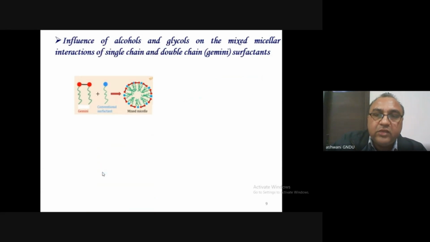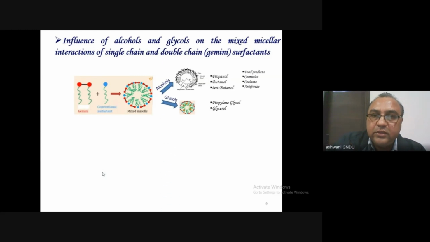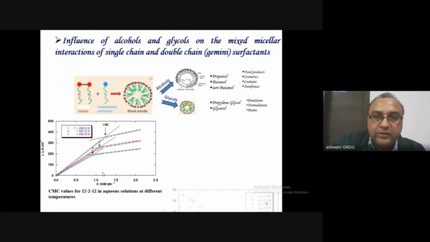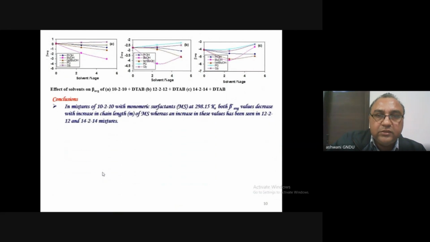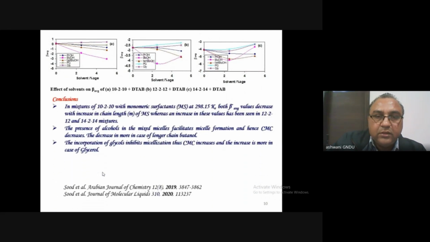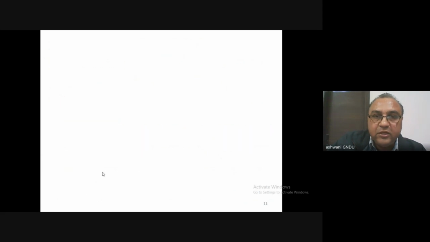Then we have found out the effect of different co-solvents in presence of these surfactants. Alcohols we have tried, like propanol, butanol, tertiary butanol, and similarly we have tried glycols and found the results. And I can conclude that different types of surfactants show different behaviors. These results have been published in foreign journals.